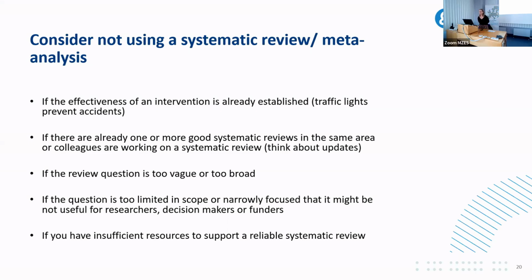Also if there are already one or more good systematic reviews in the same area, or colleagues are working on some reviews. And then the next point is if the review question is too vague or too broad. If it's too vague or too broad, it will be hard to make sense out of a systematic review and a meta-analysis. Sometimes you might read a systematic review or meta-analysis which you think is not really on the point, and you don't perceive it as well written or good. This is often the case when it's too vague or too broad.